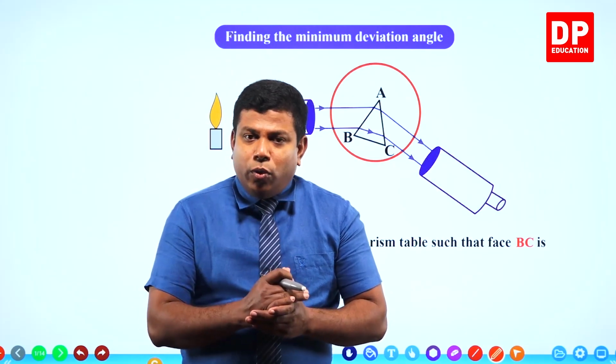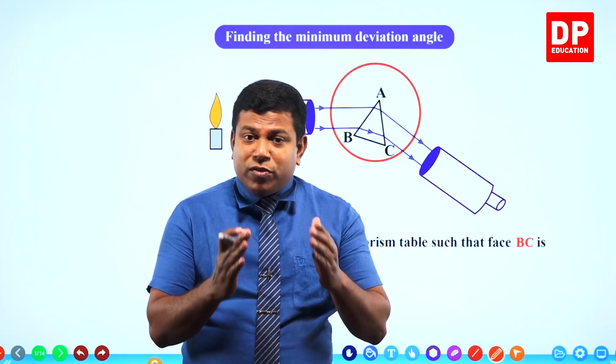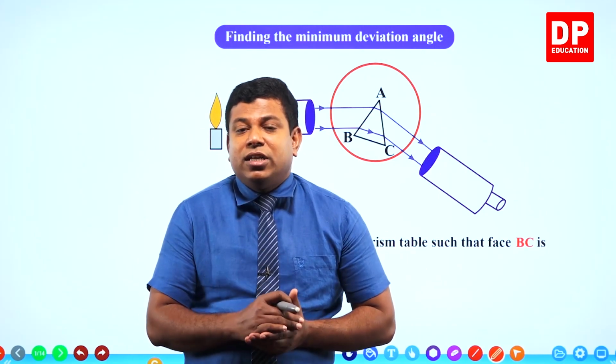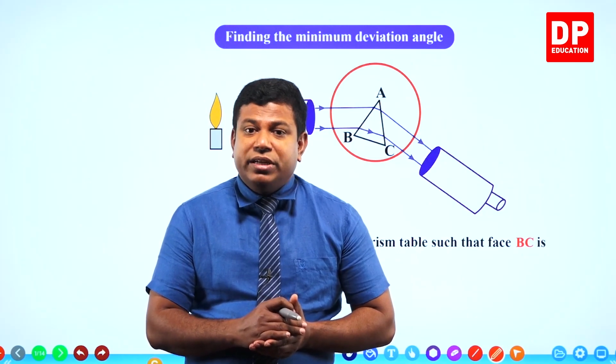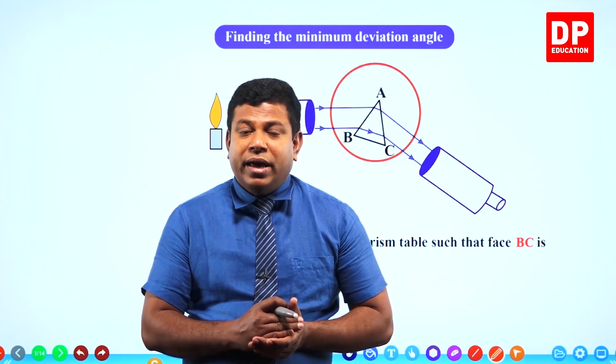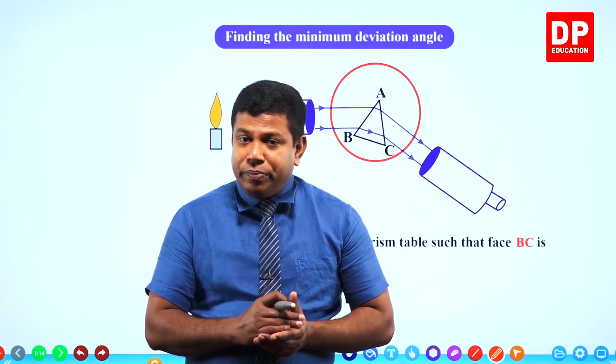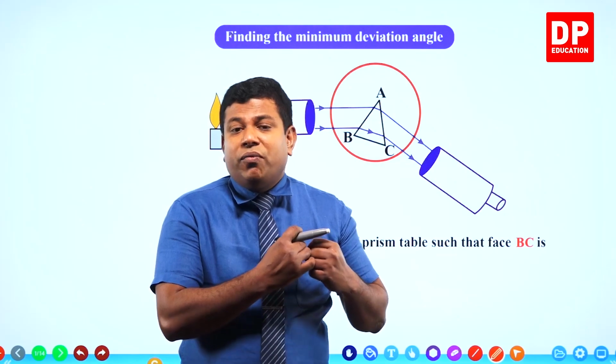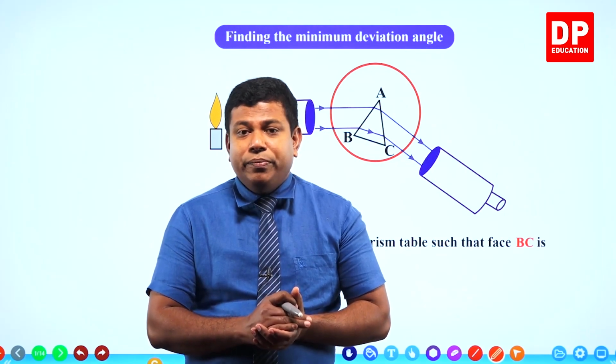In that experiment, calibration of spectrometer was the longest procedure. We had to calibrate the telescope, we had to calibrate the collimator, and then we had to calibrate the prism table, right? Even this experiment, here we are going to find the minimum deviation of a prism.